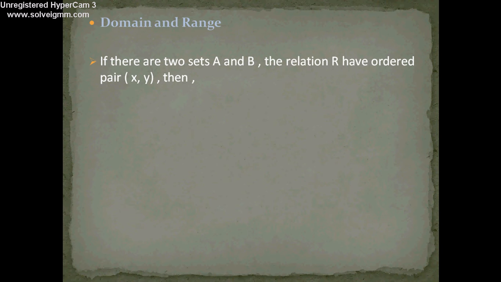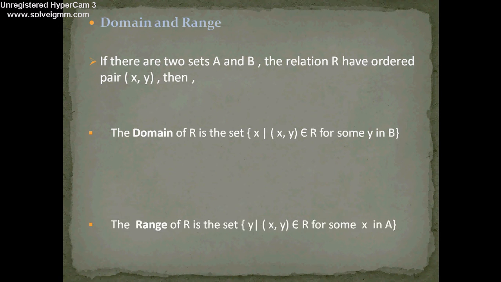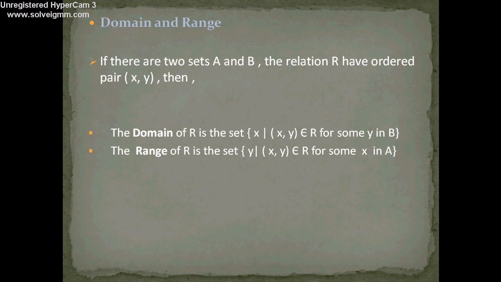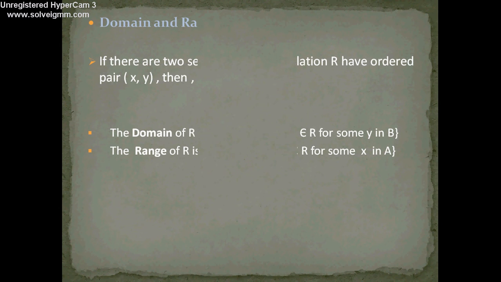If there are two different sets A and B, the relation R will consist of ordered pairs X, Y. Then the domain of R is the set of X such that X, Y belongs to R for some Y in B, and the range of R is the set of Y such that X, Y belongs to R for some X in A. For simplicity, you can say that the set of first elements of the ordered pairs forms the domain, and the set of second elements forms the range. So domain and range of relations is clear to you.